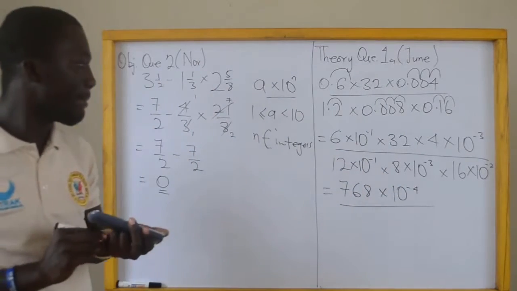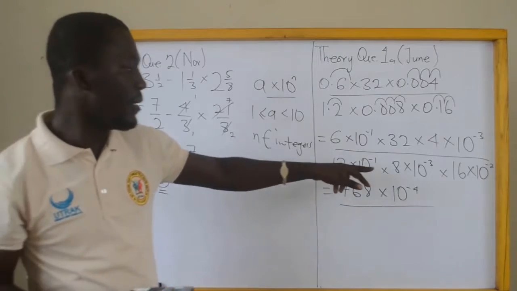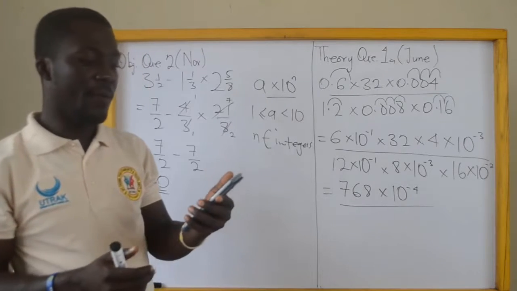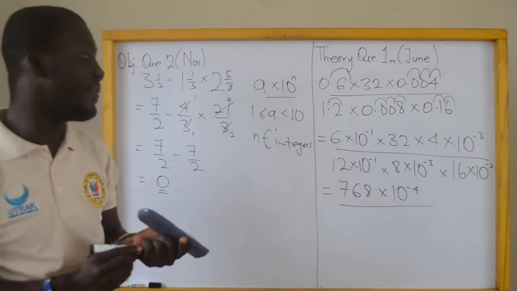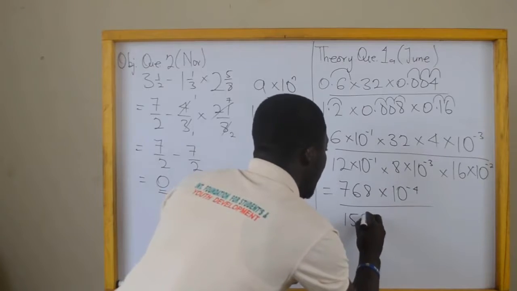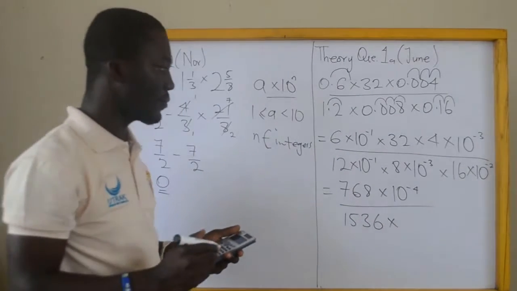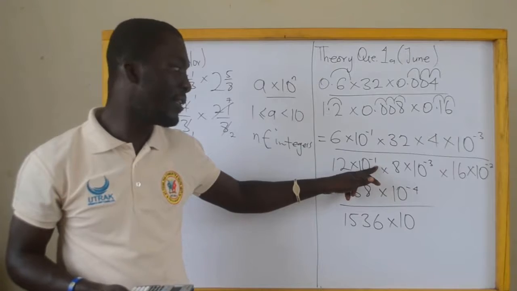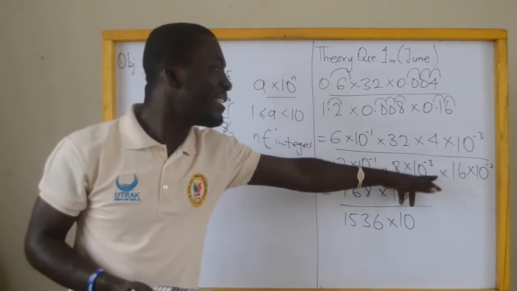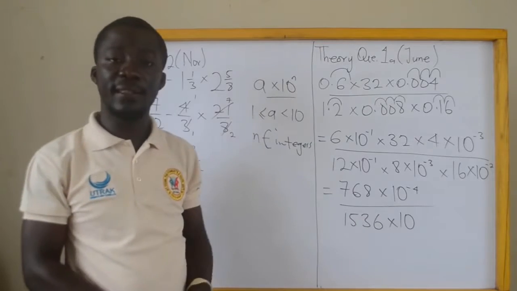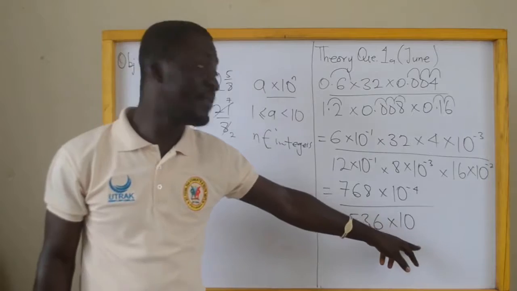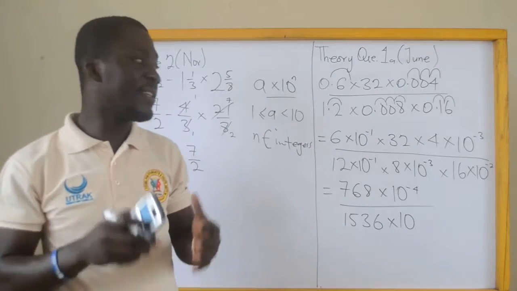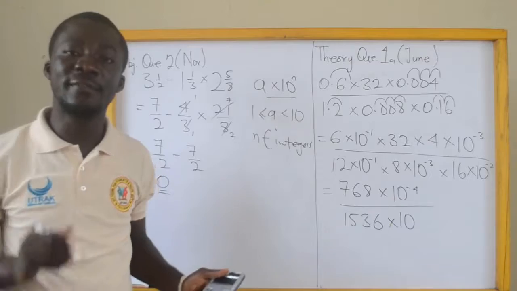All divided by, now the whole numbers, we have 12 times 8 times 16. So let's see, 12 times 8 times 16, we are getting 1,536. 1536 times the powers of tens: 10 raised to the power negative 1 times 10 raised to the power negative 3 times 10 raised to the power negative 2. Since they have the same base, we just write one of the base and add the exponents. So negative 1 plus negative 3 plus negative 2, we are going to get negative 6.